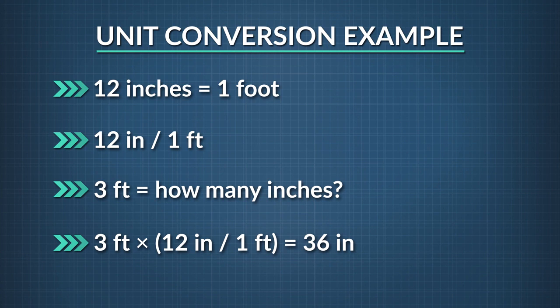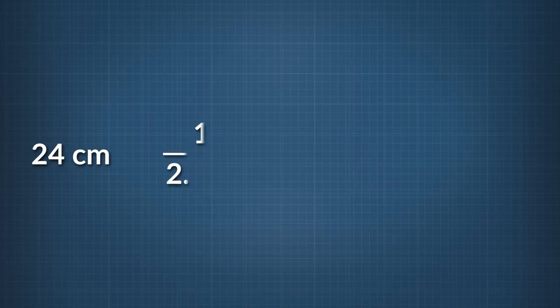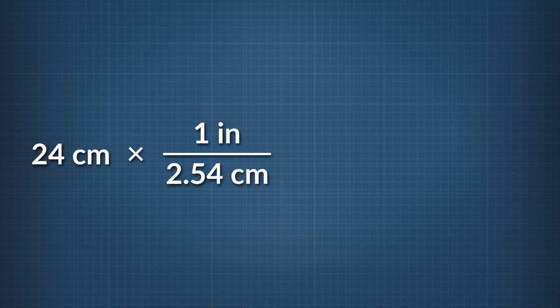But what if we want to go from metric to imperial? Let's do a problem together where we can do that. Let's say we want to convert 24 centimeters into feet. First, write down the number we have, which is 24 centimeters. Next, multiply that number by a conversion factor. You may already know it, or you can look it up. Our conversion factor is 1 inch equals 2.54 centimeters. That will allow us to cancel out the units that are the same, in this case, centimeters.